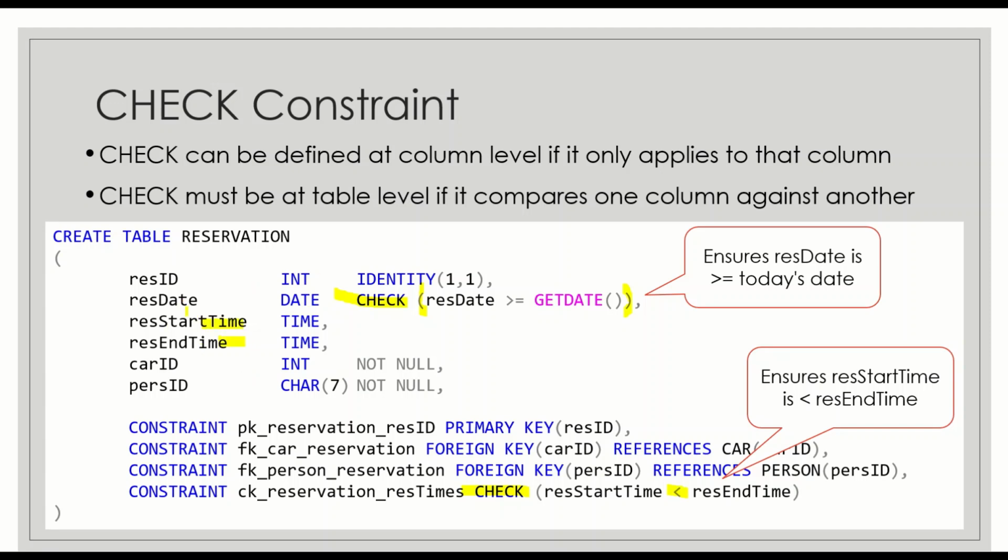So when we go to insert a record into reservation, it validates that the value we're using for res date is today or in the future. And it also validates that the value you provide for start time is less than or before the value that you provide for end time. So we use two check constraints as validation so that we can make sure our data in our table makes sense.